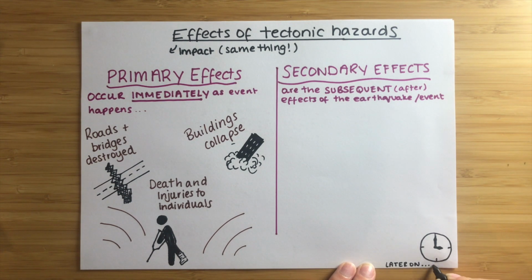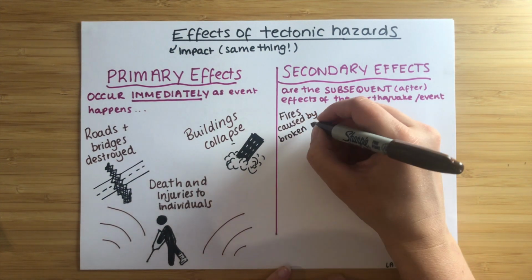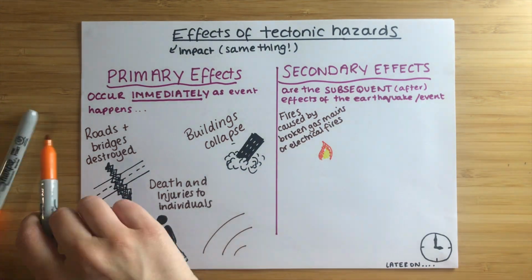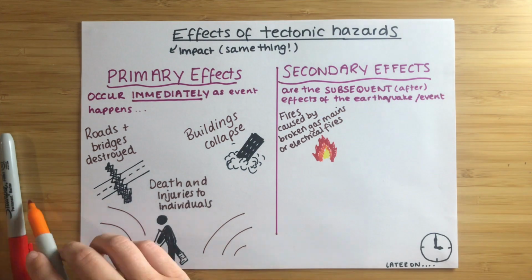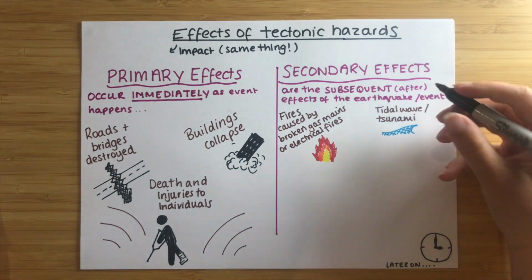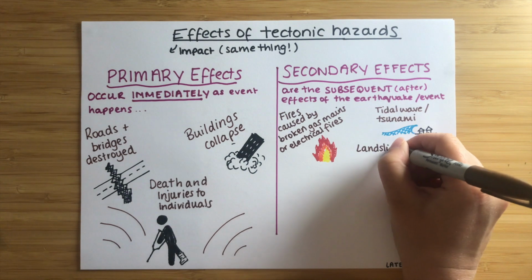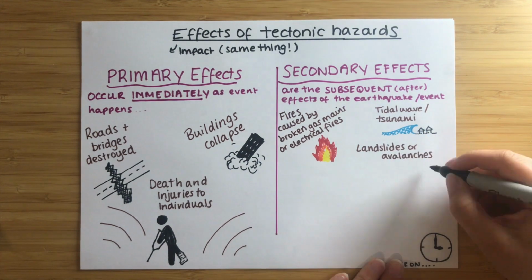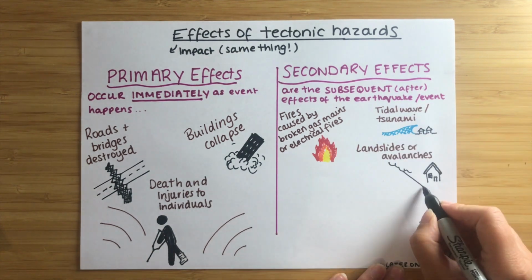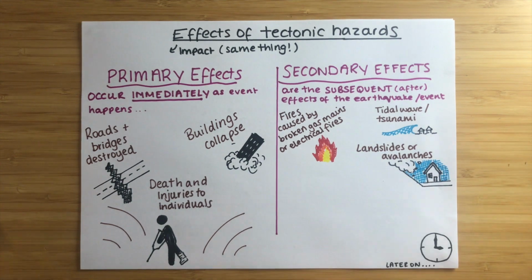Secondary effects are as we've said, the subsequent effects after the earthquake has occurred. So, to start off with, fires caused by broken gas mains or electrical fires are very common after earthquakes, and these are a secondary effect as they happen after the main event. Tidal waves and tsunamis are also a secondary effect of an earthquake. When they occur underneath the ocean, this can cause a tsunami. Landslides or avalanches can be triggered by an earthquake, and this is a secondary effect, which can then cause further destruction and devastation to areas, communities, and homes.